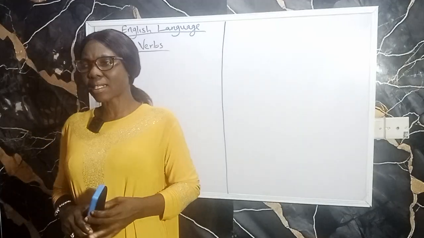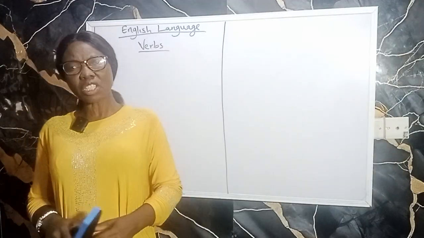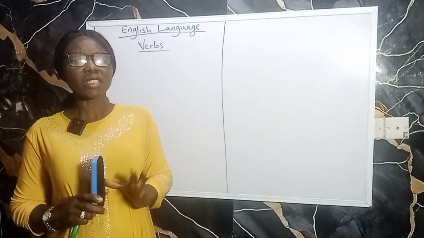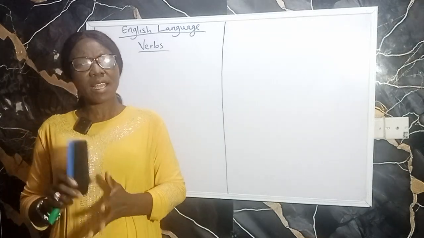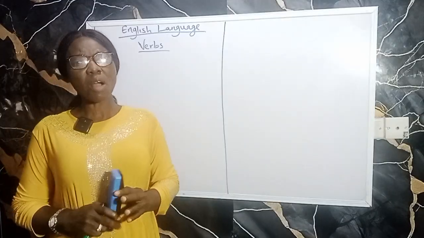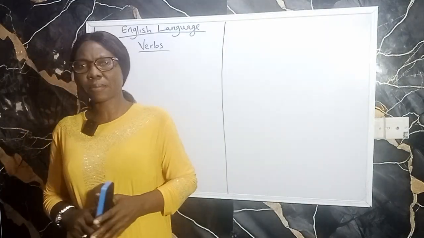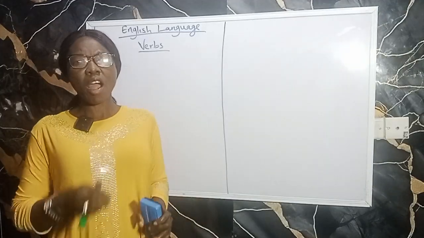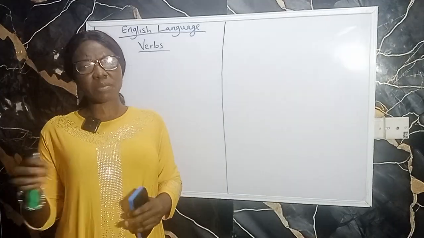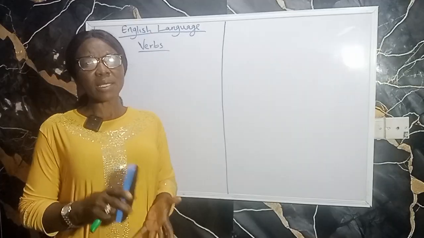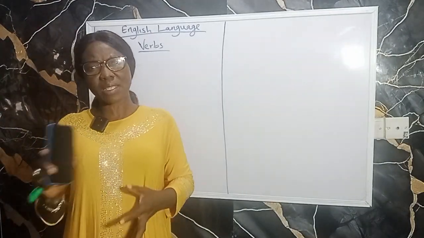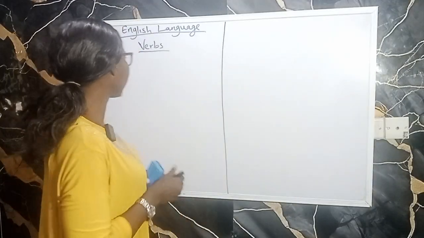Students will tell you that a verb is an action or a doing word. Well, it's a good definition, but it is not a complete definition. What is the complete definition of a verb? A verb is what the subject does or a state of being of the subject in a sentence.